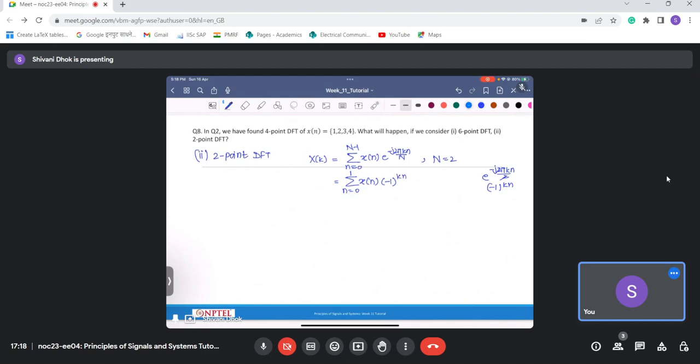Now if I am having N equal to 2, my k will be equal to 0 and 1. After that it will start repeating. So I have X0 equal to x0 into minus 1 to the power 0 plus x1. This comes out to be 1 plus 2, which is equal to 3. And X1 is equal to x0 minus x1, so this comes out to be 1 minus 2, which is equal to minus 1.